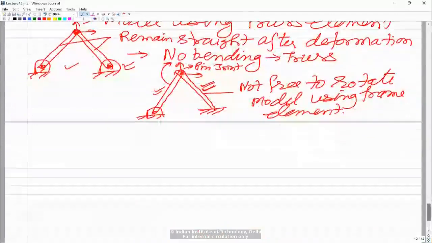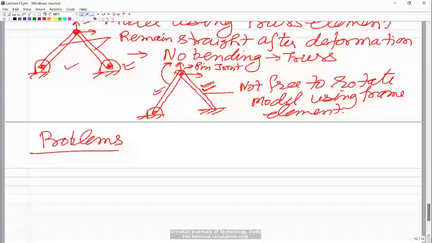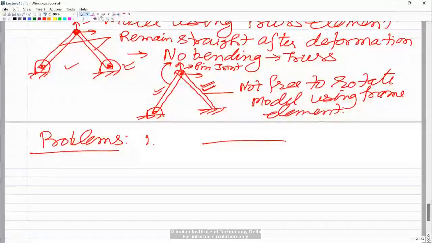So I think let me also give you some homework problems. I am giving you some homework problems. So number one is, let us say, these are to basically learn the application of frame element.